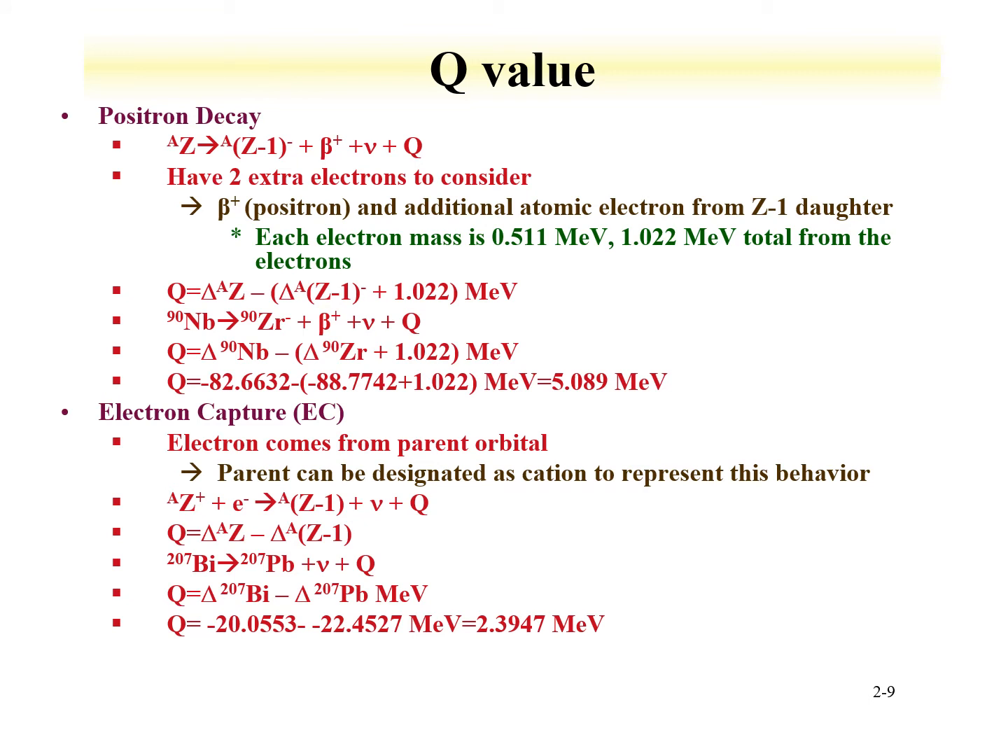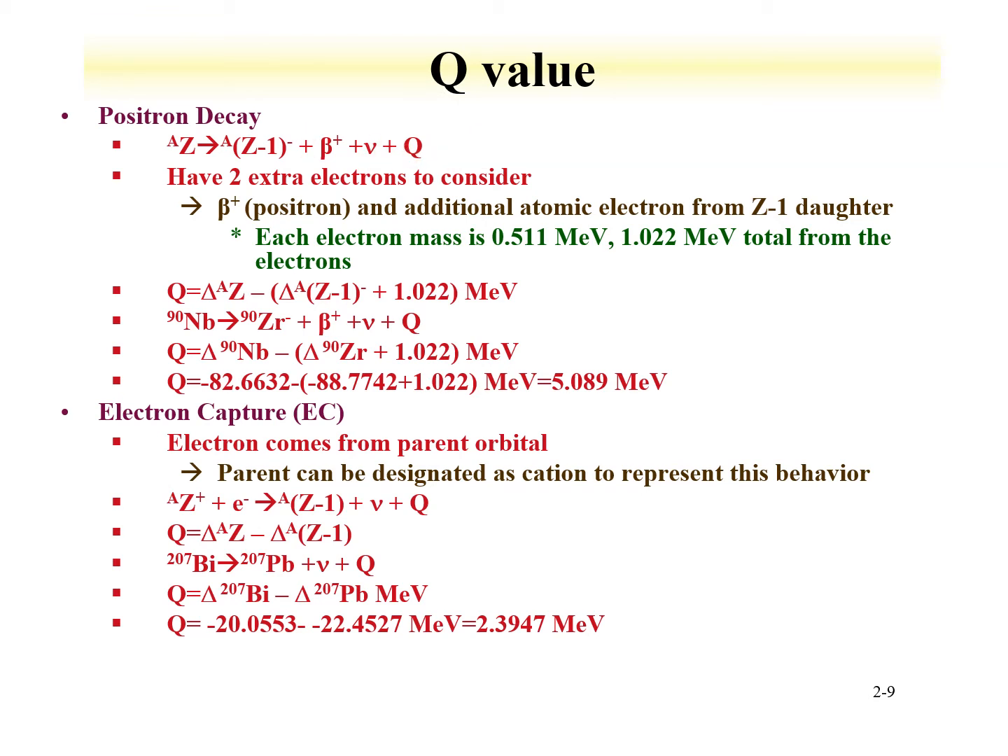Using the same methodology, one can evaluate the Q value for positron decay. Again, for the positron decay, the isotope is neutron deficient, so a proton is converted into a neutron. So you have an isotope that decays, going from an isotope with a given Z to an isotope with a Z minus 1. A positron comes out, which is basically an antimatter electron, a neutrino, and then the Q value.